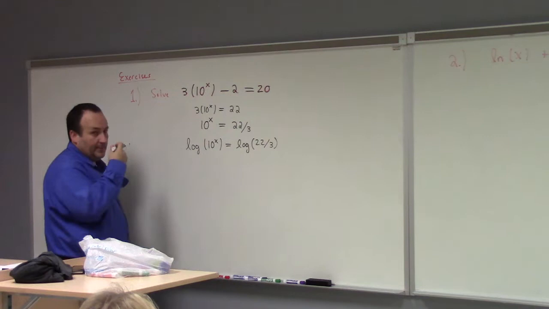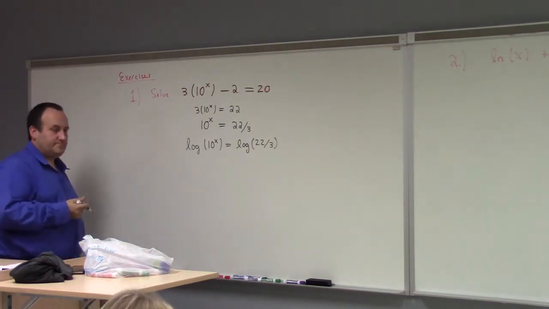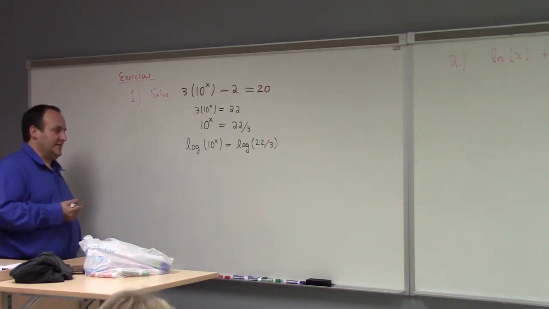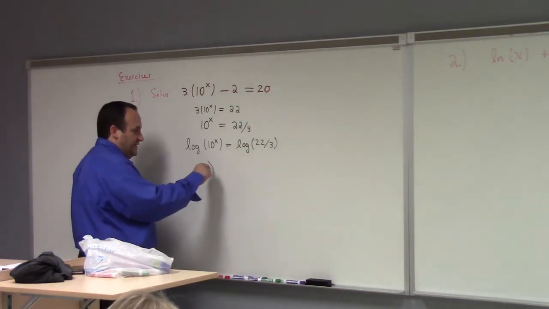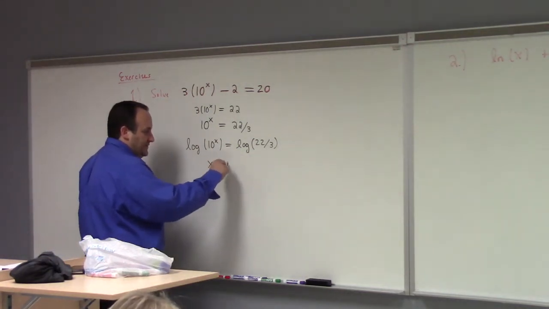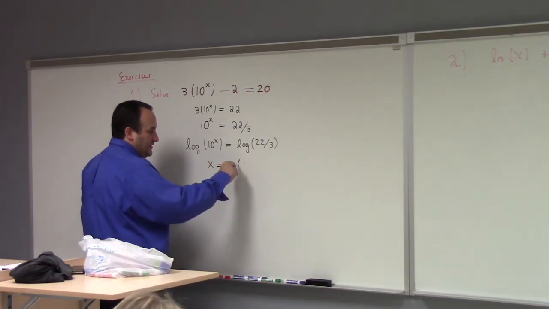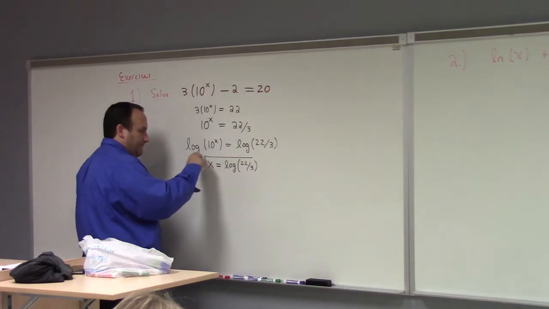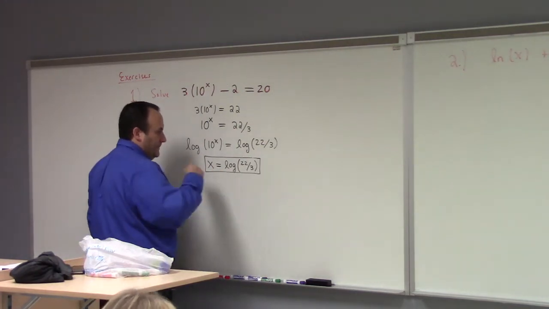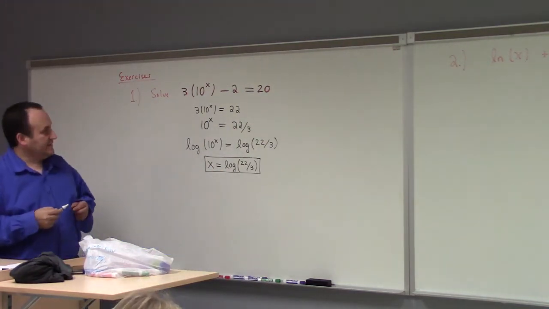Right? But then, since we're doing log base 10 of 10 to the x, we just get back x, right? So there you go, that's the answer. x equals the log of 22 over 3. So if we want an exact answer, that's it.